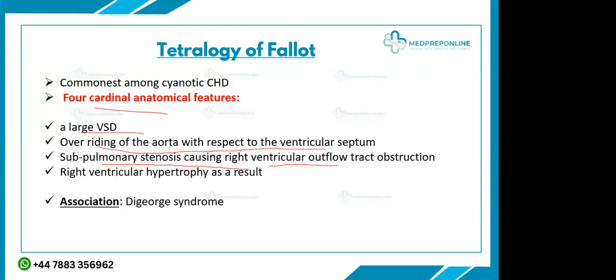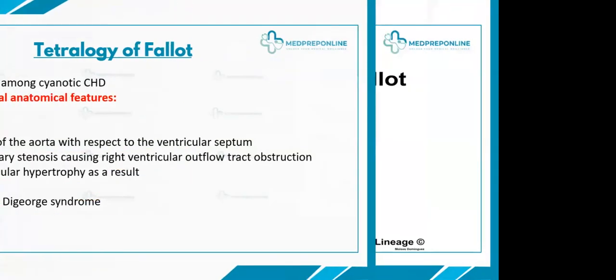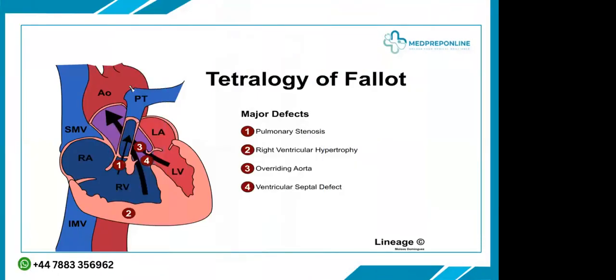Right. Okay. Then there will be right ventricular hypertrophy as a result. And what is its association? It is associated with DiGeorge syndrome. You need to remember that TOF is commonly associated with DiGeorge syndrome. So these are the four major defects. Number one is the pulmonary stenosis, due to which there will be obstruction to the right outflow, and it's going to cause the right ventricular hypertrophy.